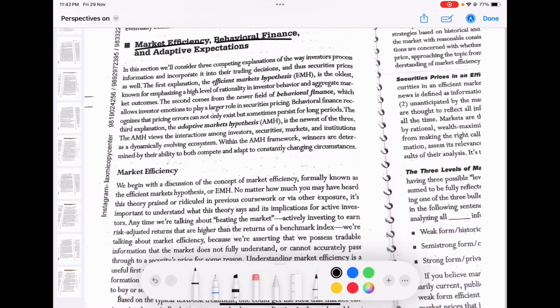Now let's talk about market efficiency, behavioral finance, and adaptive expectations. In this section, we'll consider three competing explanations of the way investors process information and incorporate it into their trading decisions, and thus securities prices as well. The first explanation is the efficient market hypothesis. This is one of the oldest theories. We have discussed EMH in other videos as well, but let me just quickly tell you what EMH is.